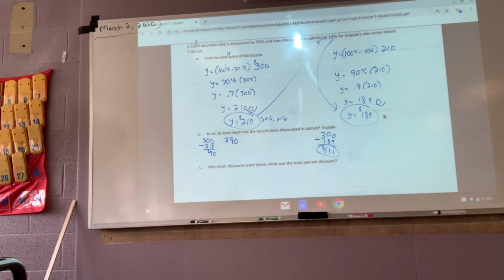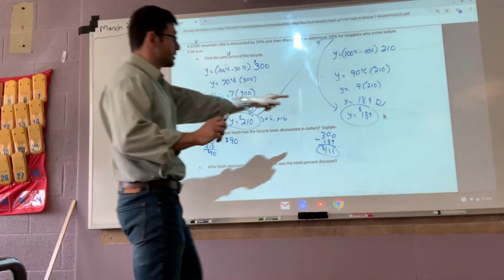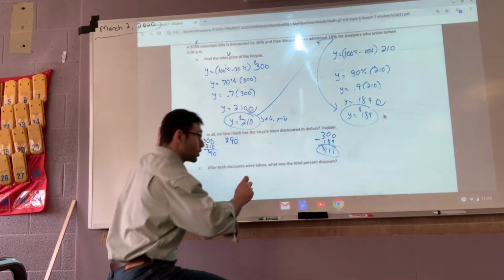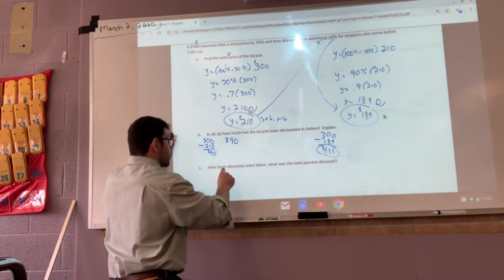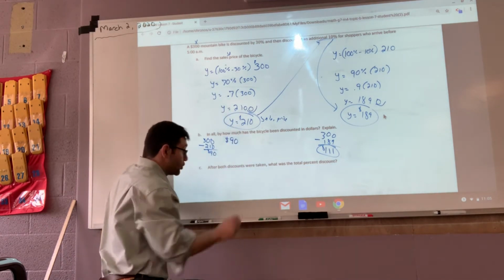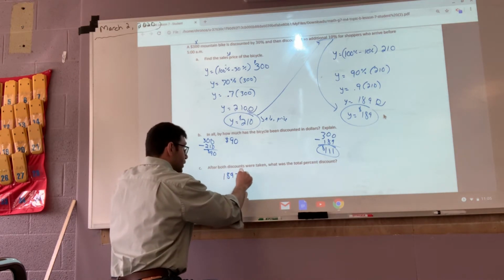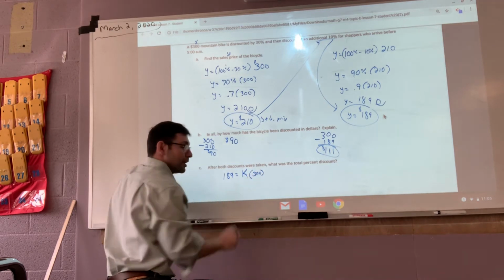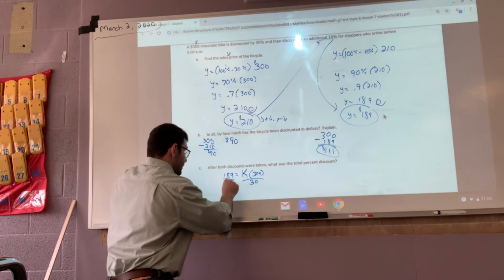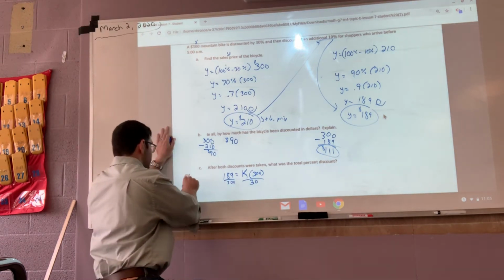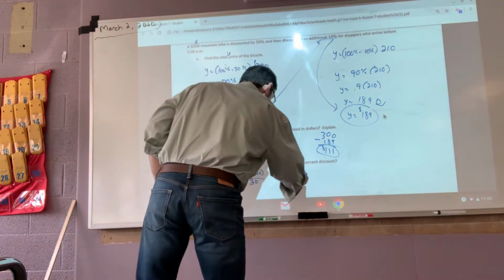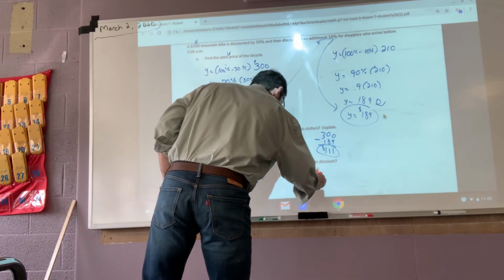After both discounts were taken, what was the total percent discount? Well, this is my part, this is my whole. So if we're trying to find the percentage, what could I do? Well, I could go with the original, which was my 300. I could go with my new, which is 189, equals, we don't know the percentage, I'm going to call that K, times 300. Well, how do I find that percentage? We divide. Remember, we're doing a percentage, so I have 189 divided by 300. Our proportion is usually part over whole equals percent over 100.